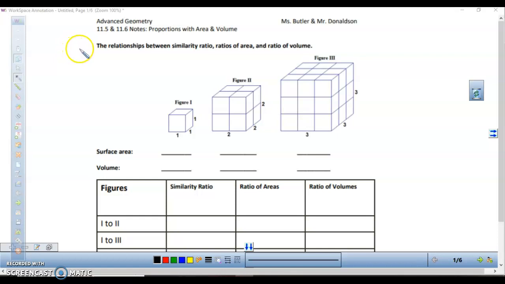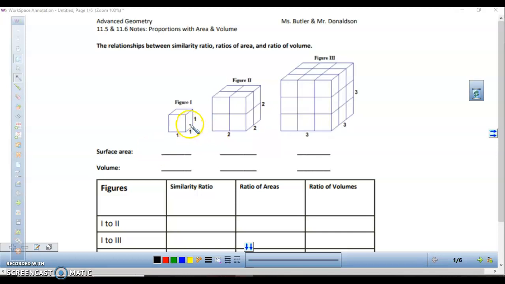All right, today we're talking about sections 11.5, 11.6, which are different proportions with area and volumes. We're going to talk about just some polygons and their area, or solids and their volume or surface area, and how that relates to similarity. All right, so what we have here, you guys, is three similar solids. And we're going to talk today about the relationship between their similarity ratios and their ratios of their areas and volumes.